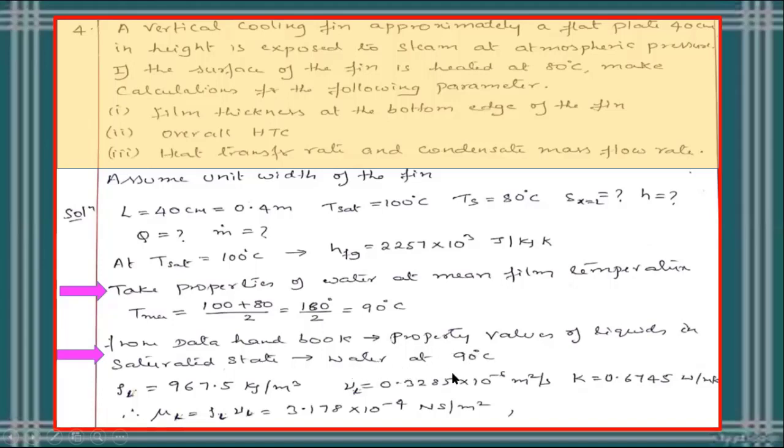So at 90 degrees centigrade, obtain the values of rho L, that is the density of the liquid, and nu L, the kinematic viscosity. From nu, we need mu, that is the dynamic viscosity, so multiply these to obtain the dynamic viscosity, and the k value, that is the conductivity value. All these values we need to take from the liquid property table, wherein we use water here at the average temperature of the surface and the vapor temperature.